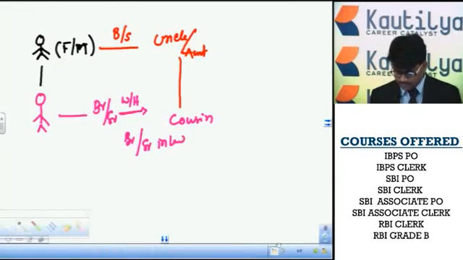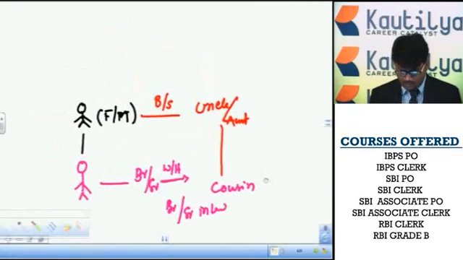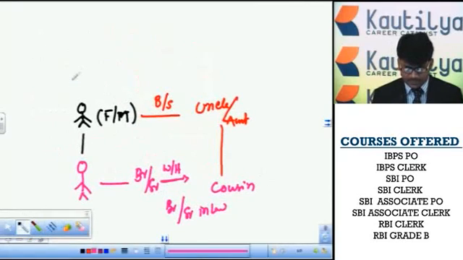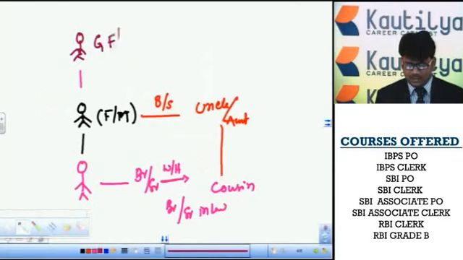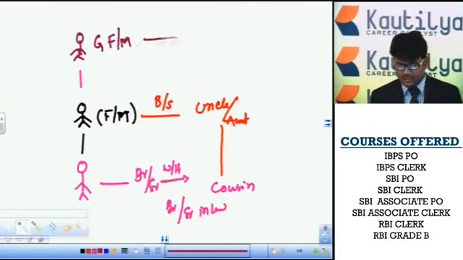Next, if our father or mother has a parent, then we take those persons as grandparents. We call them grandfather or grandmother. If that person has a brother or sister, we call them grand uncle or grand aunt.